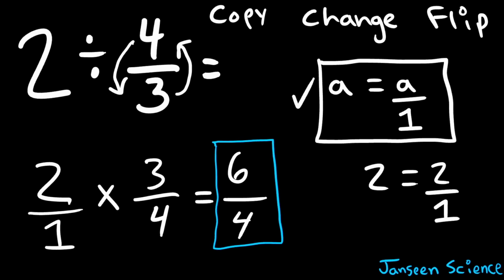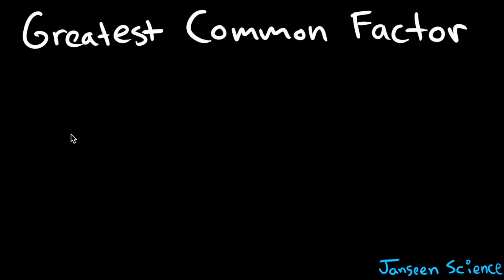Now, 6 over 4 is the correct fractional answer. However, it is not in simplest terms, meaning that we can break it down further. And I want to use something called the greatest common factor to do that. Let me go ahead and write the problem, 6 over 4. Now let's focus on 6, and then we'll focus on 4 later.